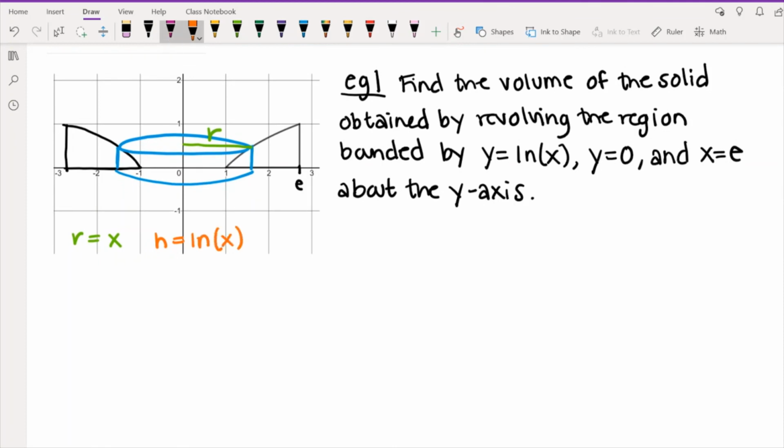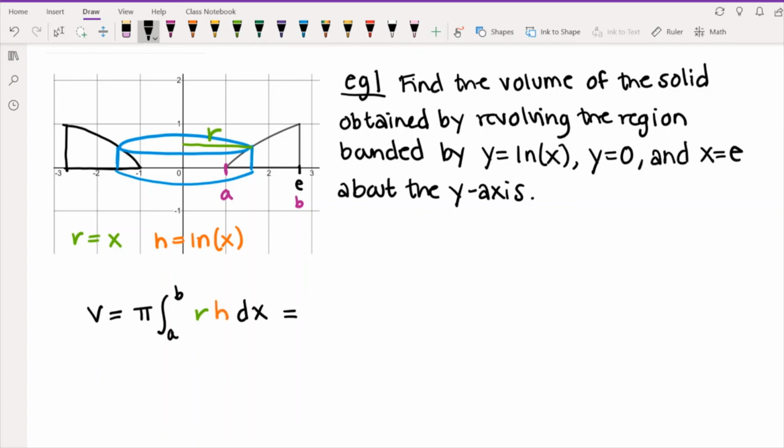And what are the bounds? Well, the lower bound here would be 1, and then the upper bound would be e. So we end up with the volume being pi times the integral from, I'll write out the general formula first in case you forget. So we want the radius times the height dx.